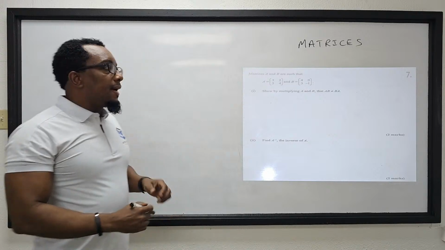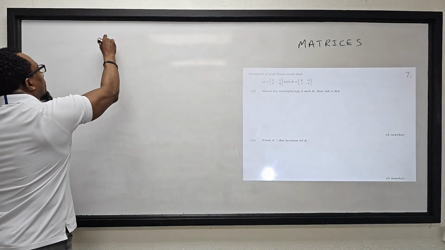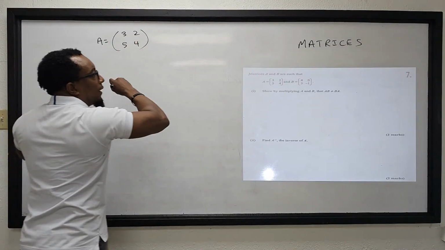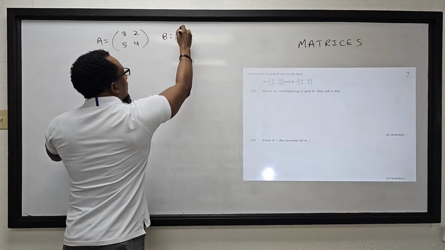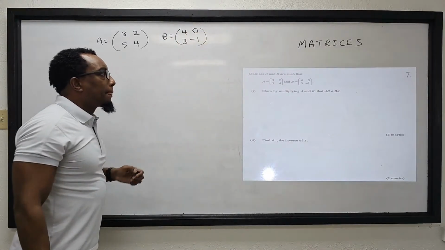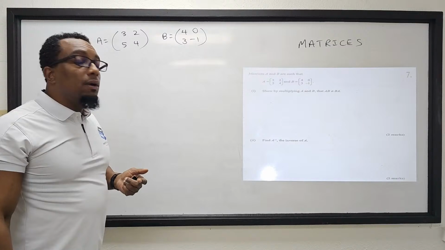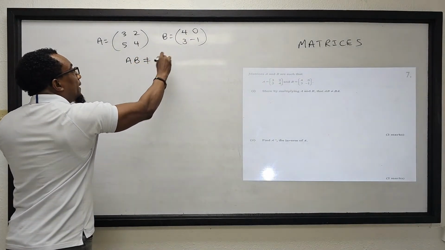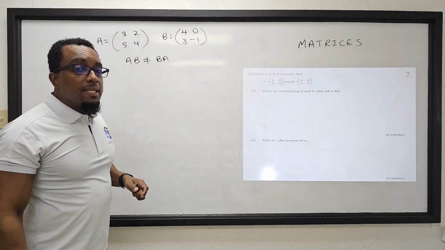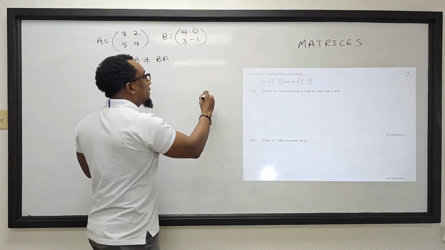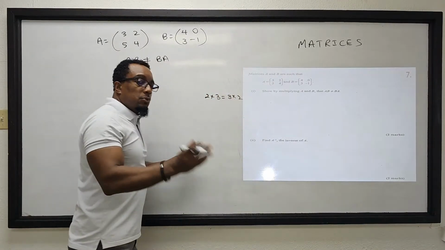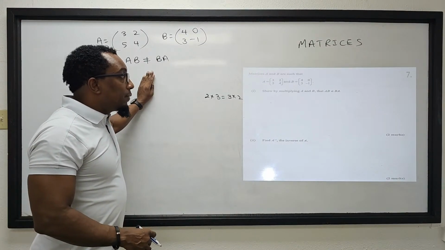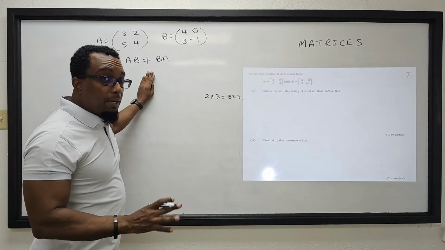So, matrices A and B are such that A has elements 3, 2, 5, 4, and B has elements 4, 0, 3, negative 1. And what does it show? This is what you call a commutative law. So what does it show for multiplication? AB is not equal to BA. So the commutative law is not applicable here. Remember what's the commutative law? 2 by 3, if you switch them around, is the same as 3 by 2. But for matrices, the commutative law does not apply when they multiply matrices.